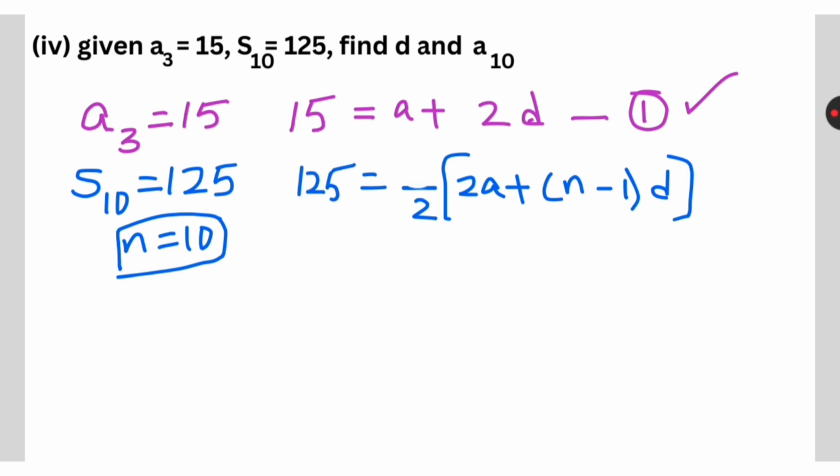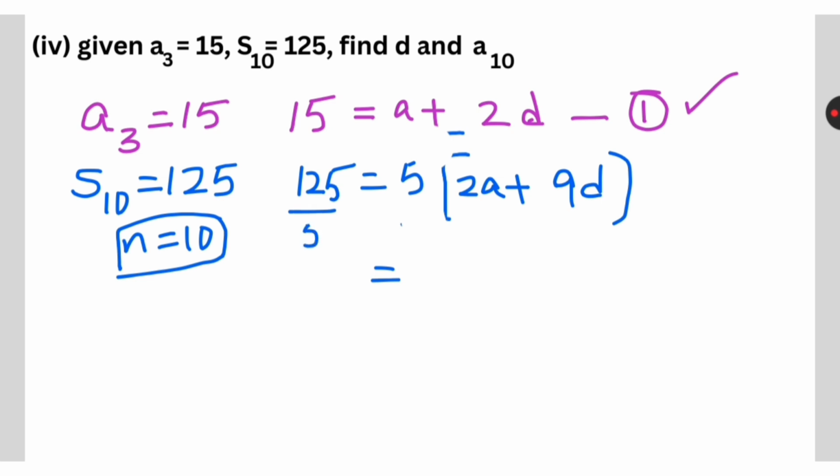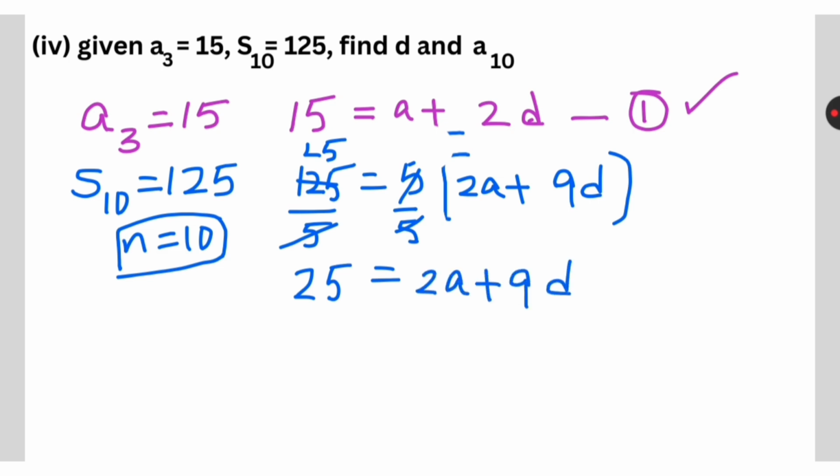So n we are taking as 10. So that is 10 by 2 times 2a plus n minus 1, that is 10 minus 1 which is 9, times d. If we cancel these two we are getting 5. So both sides divide by 5, then here 5 gets cancelled. 5 times 25 is 125 on the left-hand side. We are getting 25. So that is equal to 2a plus 9d. So this we consider as equation 2.